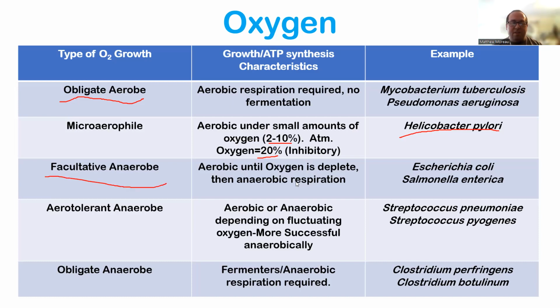The next are facultative anaerobes. These are some of the most diverse and, I would say, biologically fit organisms on the planet, because they can oscillate between both environments and be successful in both. They basically grow aerobically when oxygen is available, and when oxygen is depleted, they have genes available to them to undergo anaerobic respiration.